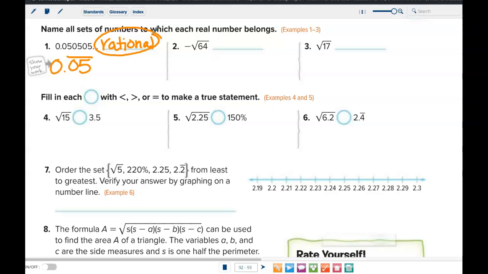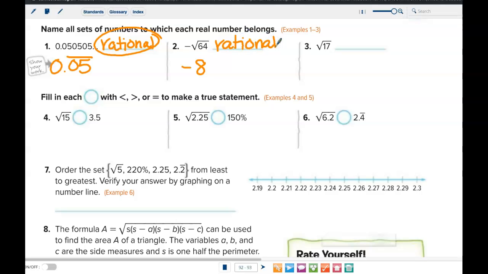Number 2, the negative square root of 64. The square root of 64 is 8, and it's the negative of it, so negative 8. We know that this is a rational number because we can write it as a fraction.